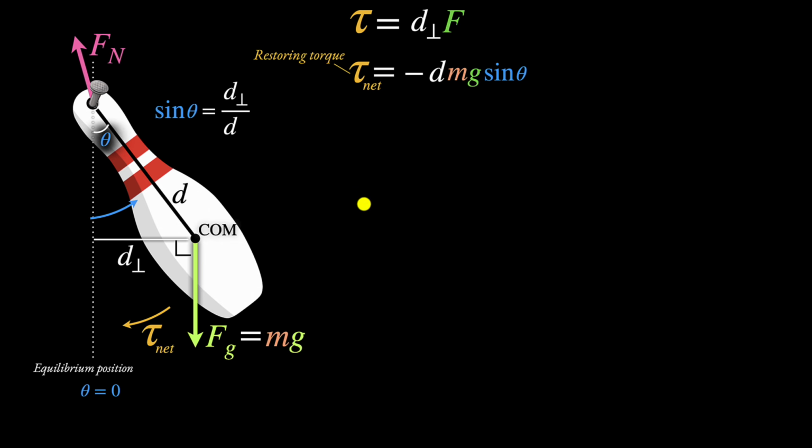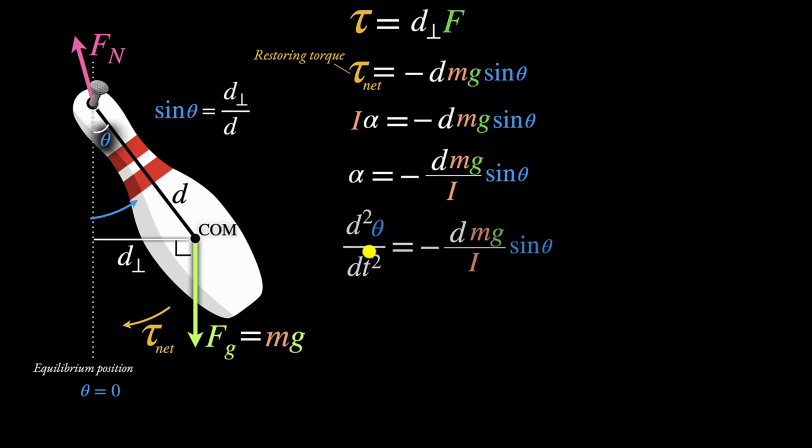But of course, now we need to figure out exactly what kind of oscillation this is. Well, for that, we use Newton's second law in the rotational form. Instead of saying net force equals mass or inertia times acceleration, we say net torque equals rotational inertia times angular acceleration. So that equals this much. If we rearrange for alpha, we get this. And just like how acceleration is the second derivative of position, angular acceleration is the second derivative of angular position.